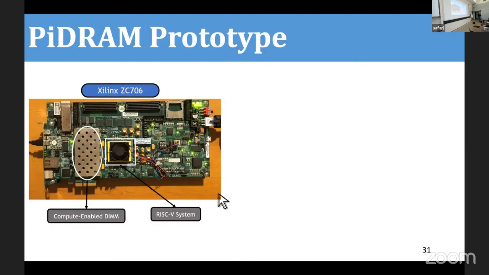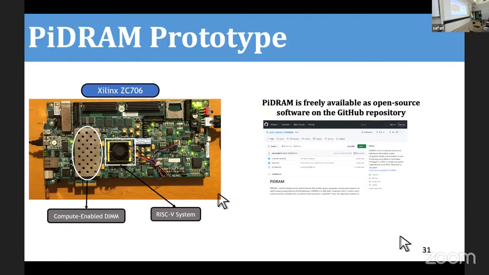And here we have the prototype. So basically here we have this FPGA, CDXZ706. Under this cage, we have the DRAM model and we have a RISC-V system. So PiDRAM is free open source software. You can find it on the GitHub repository if you're interested.